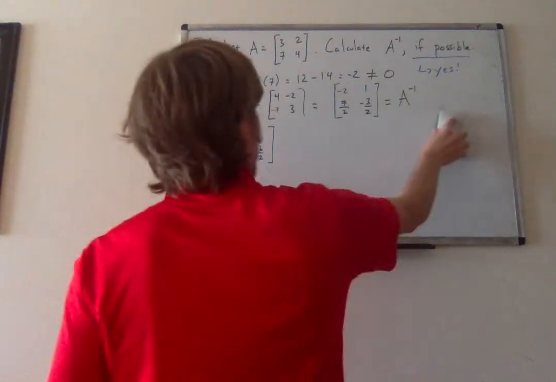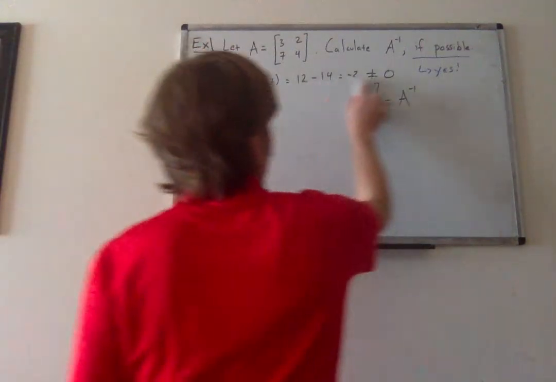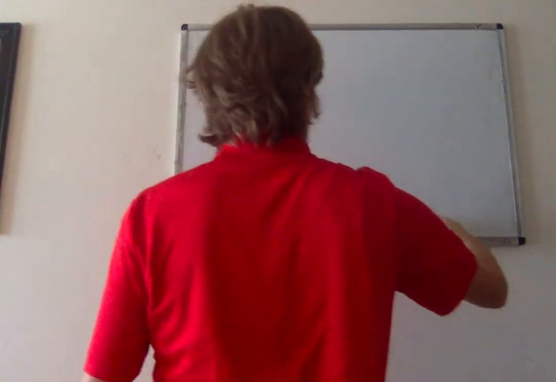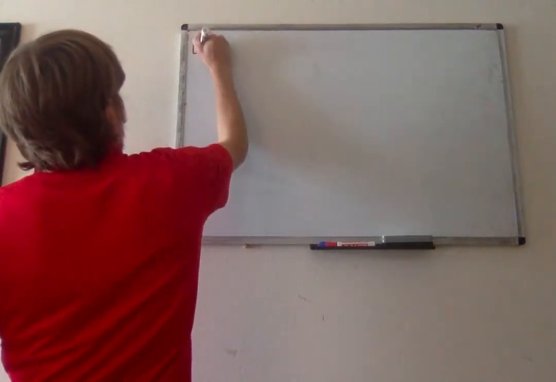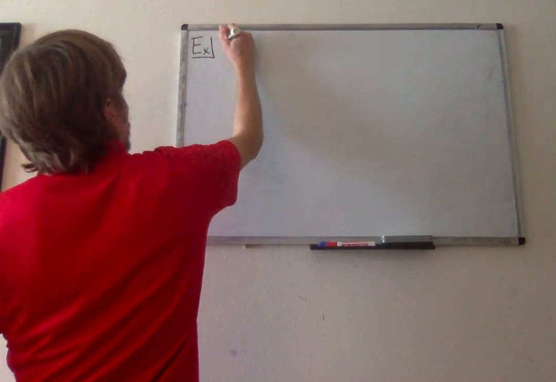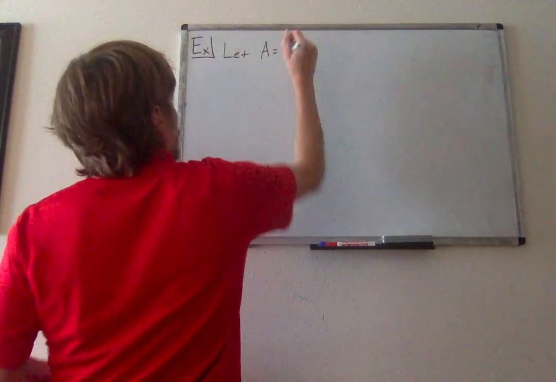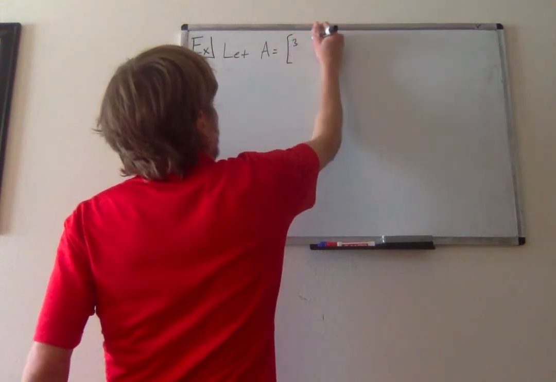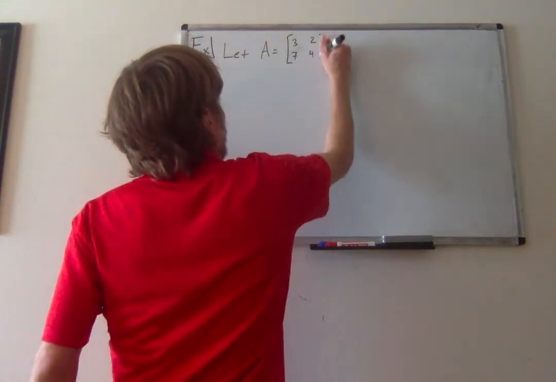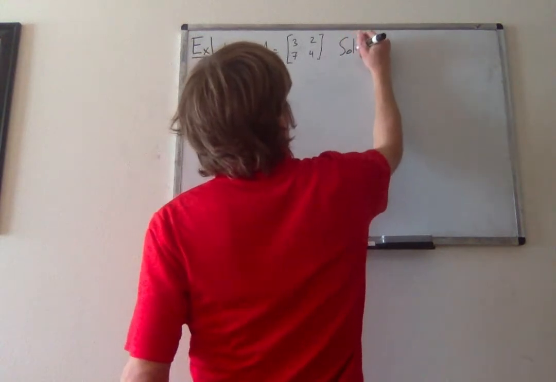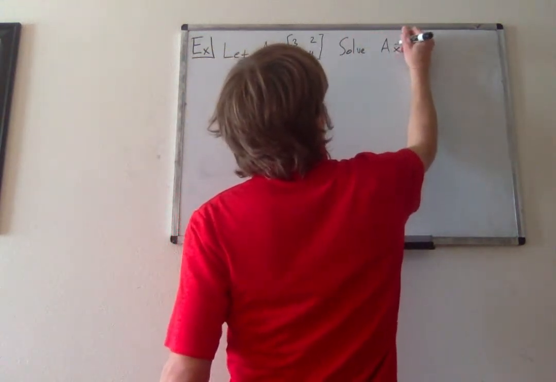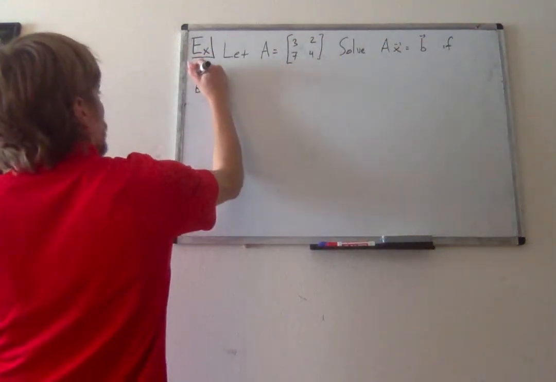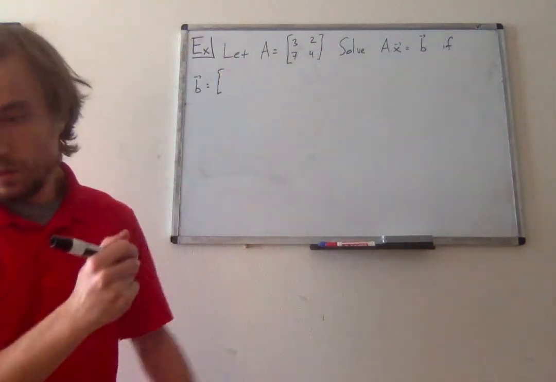The good news here is that we won't have to do any row reducing. So we're going to use the same matrix. So let A equal 3, 2, 7, 4. And we want to solve the matrix equation AX equals B if B is equal to 0, 2.